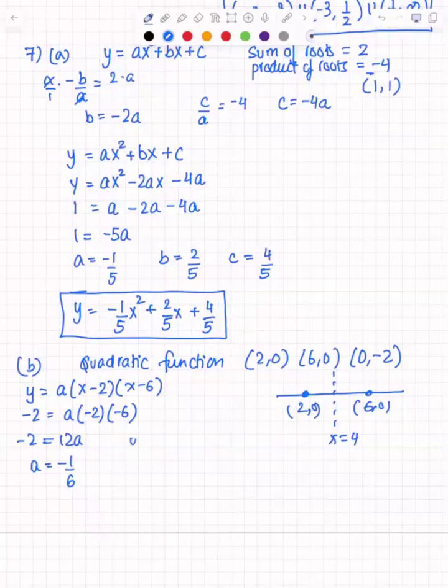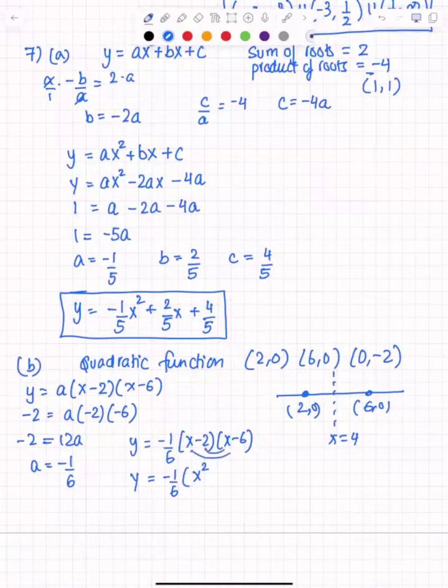So we get y is equal to -1/6 times x minus 2 times x minus 6. But they are saying write it in standard form. So that's -1/6 times x times x is x squared, and remember, 2 inner, 2 outer: -2x and -6x is -8x, and -2 times -6 is +12. Distribute the -1/6. y is equal to -1/6 x squared plus 8/6, that's 4/3 x, minus 2.